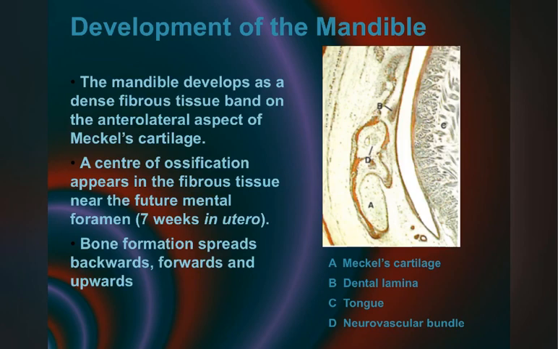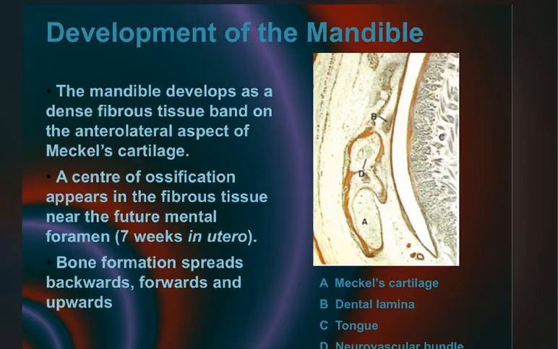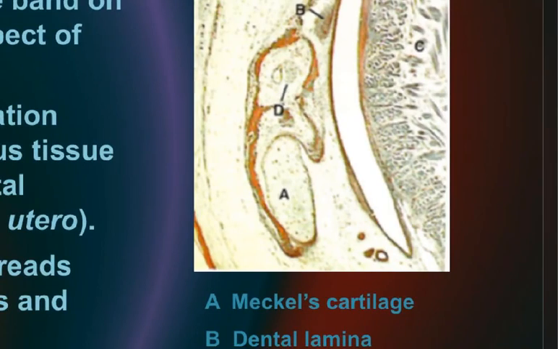Then bone formation spreads backward, forward, and upward. Here in this figure, we see Meckel's cartilage here, letter A. We see developing mandibular bone lateral to it. We see also mandibular bone encircling or wrapping around the neurovascular bundle here.